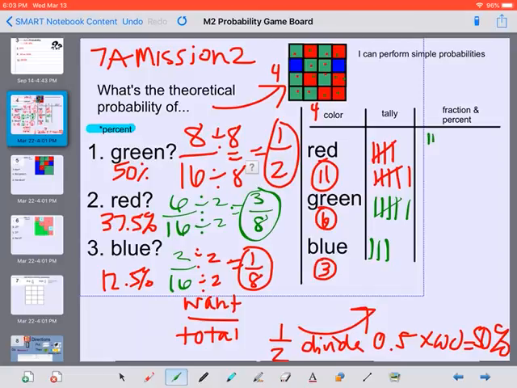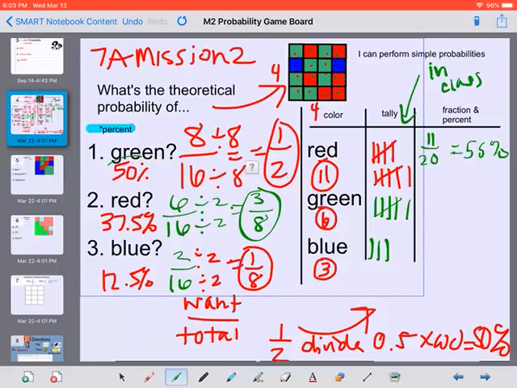So here we had 11 out of a total of 20 people hit red. I did this experiment in class, so we're going to do this together. If you're not in class, that's why you're watching this video. 11 divided by 20 is 0.55, times 100 is 55%.